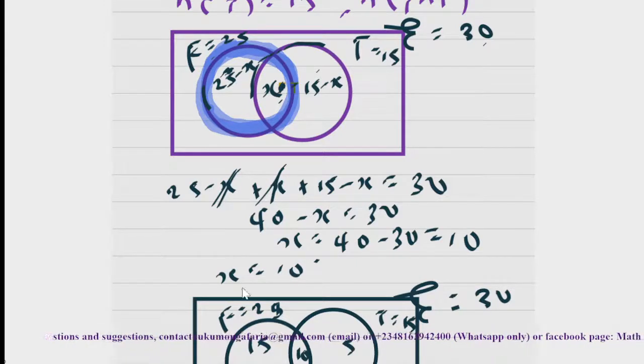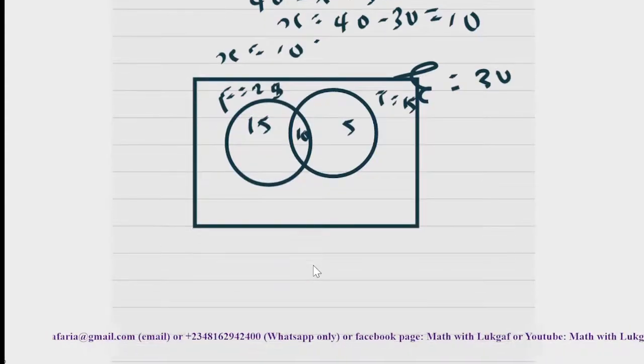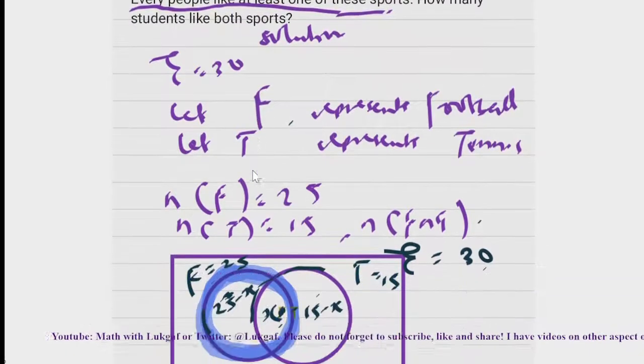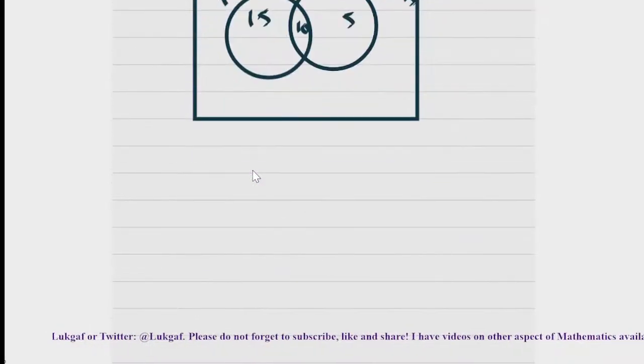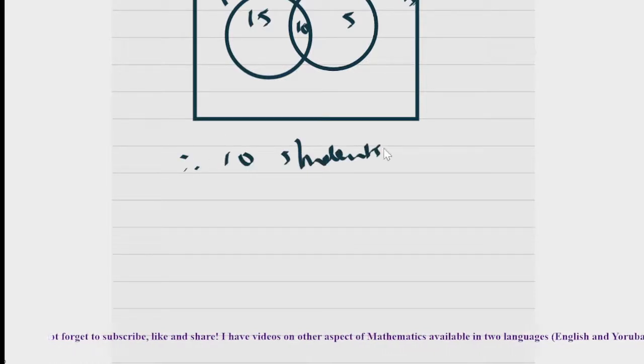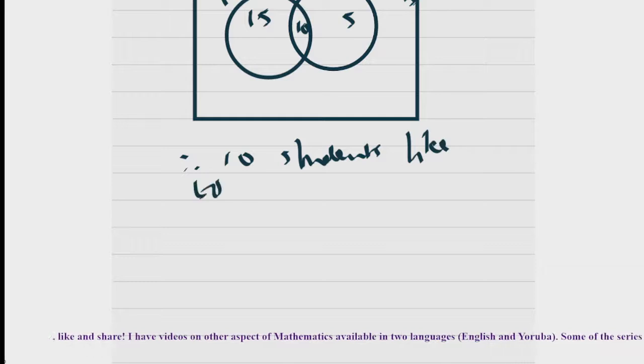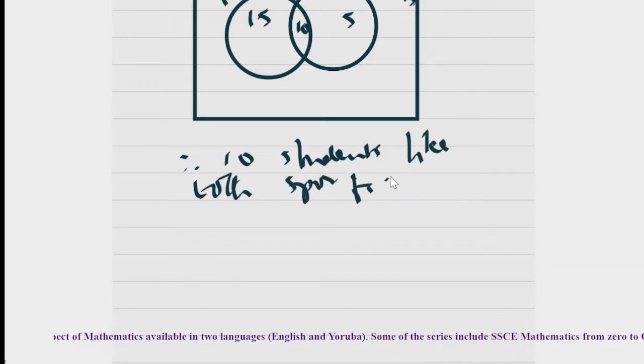You will see that when you add all these regions together, when you have 15 plus 10, you are going to get 25. 10 plus 5 is going to give you 15. That's how you are going to know whether you get it or not. It means what we asked to find, how many students like both sports? Therefore, 10 students like both sports. You can see it is not difficult at all.